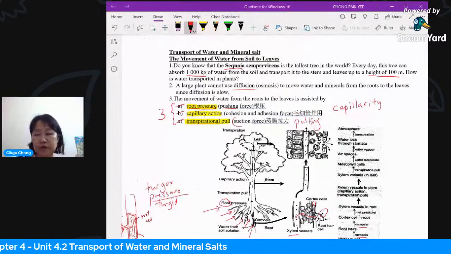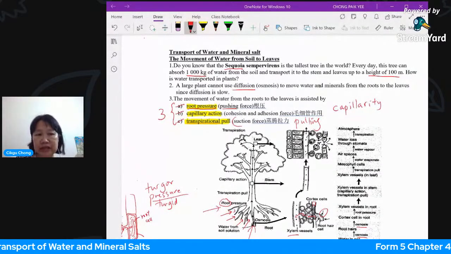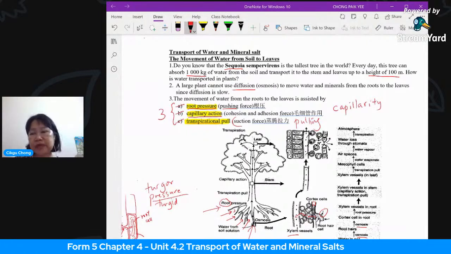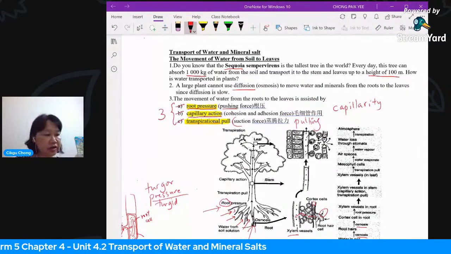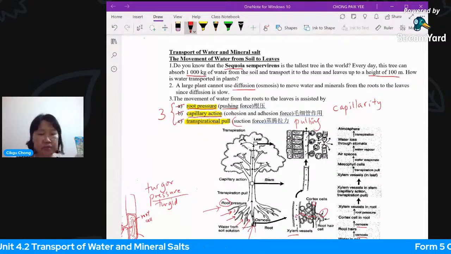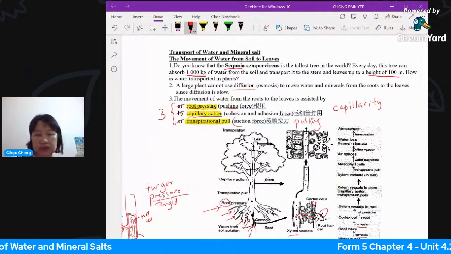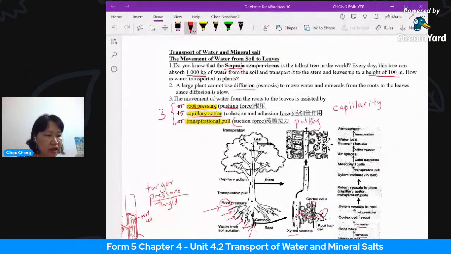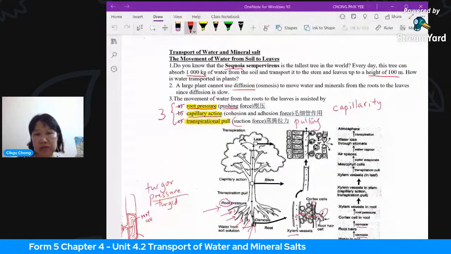For your class, I have done root pressure and capillary action, but I'm going to repeat just a little bit so that you can remember. All right, is there any problem? Please let me check the messages. Has anyone messaged me or anything? All right, I think there's no problem here. I may continue the class.